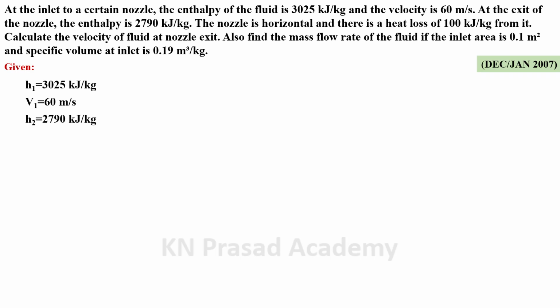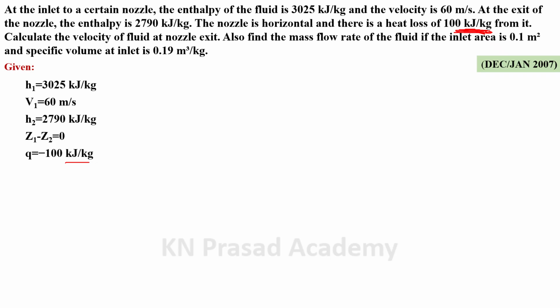Nozzle is horizontal, so Z1 minus Z2 equal to 0. There is a heat loss of 100 kilojoule per kg from it. So heat loss, that too is given in kilojoule per kg. So units are very important while solving the steady flow energy equation. Previously heat transfer rate is given in kilojoule per second, but here heat loss is given in kilojoule per kg. Let's consider small q equal to minus 100 because it is a loss. So minus 100 kilojoule per kg. So remember the unit.